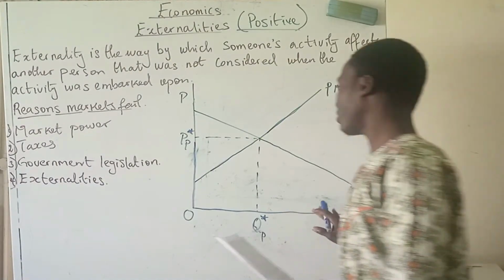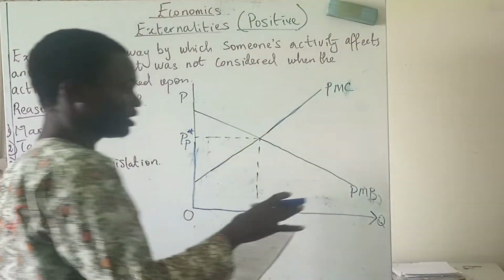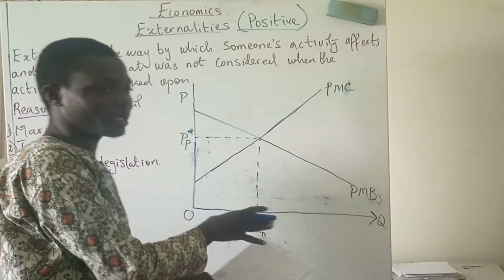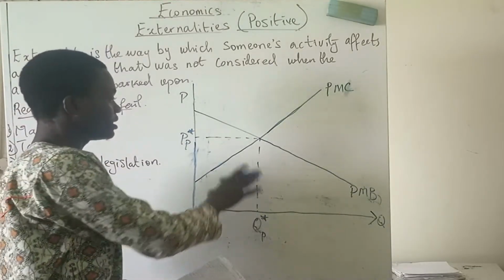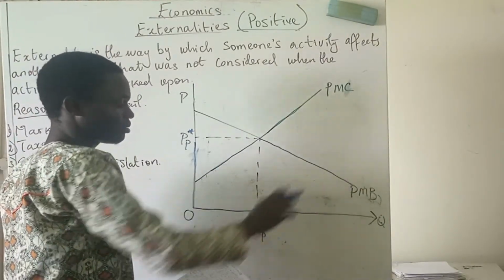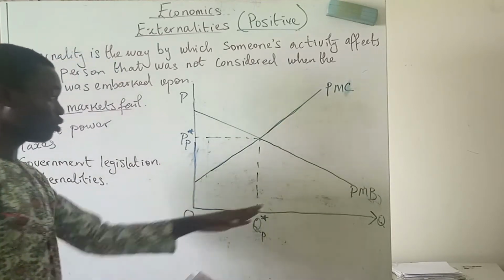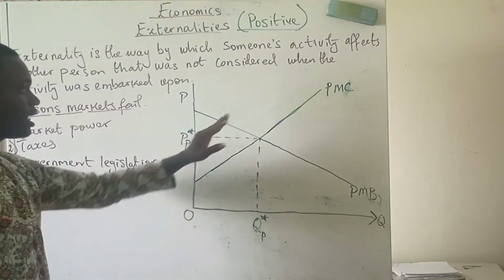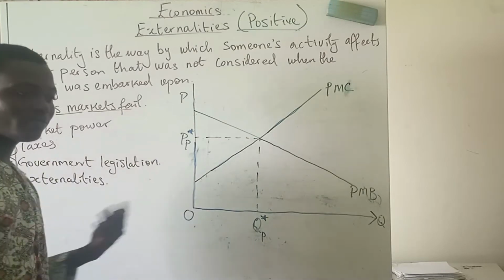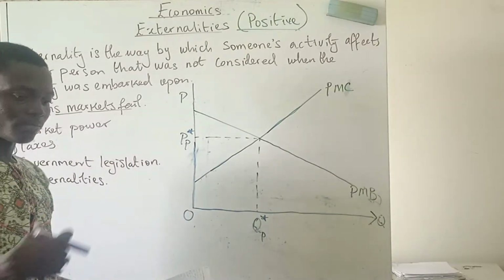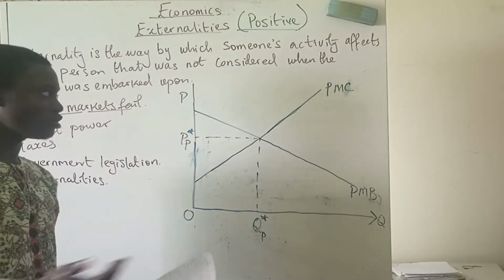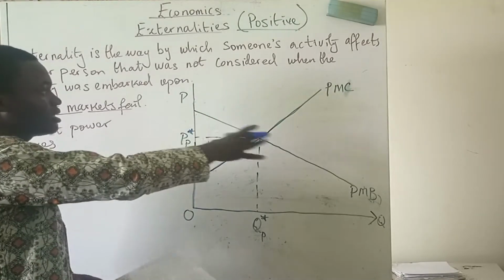So Sarah's marginal benefit, the demand curve, is something like this. This is just Sarah. Sarah is just one of the people in the market for tertiary education. This is the private marginal benefit curve, which is the demand curve, and then the private marginal cost curve. So these are the universities that want to supply the education.